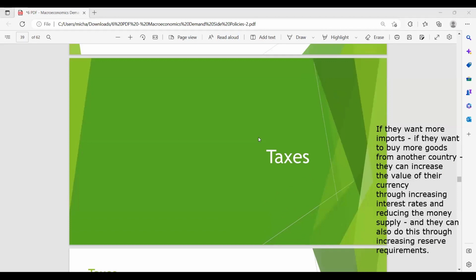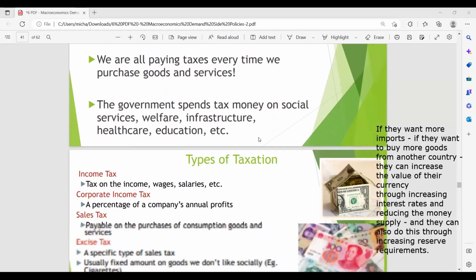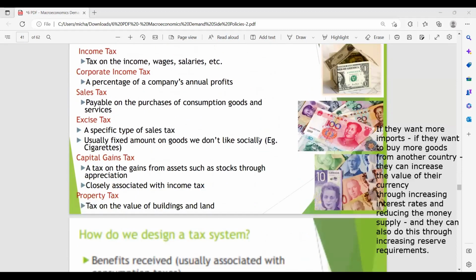So taxes. Taxes are money paid to the government through the purchase of goods and services and through income. So we're paying taxes every time we purchase goods and services. The government spends tax money on social services, welfare, infrastructure, healthcare, education, etc.